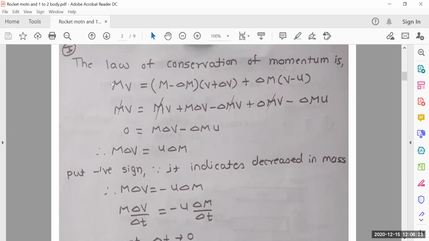So before delta t, what was the momentum? Mass was capital M, v was the velocity. Okay, this is the momentum before delta t, and this is momentum after delta t. So this is the momentum before delta t. That means at time t, what is the momentum? Mass into velocity. Okay, and now after delta t, what is the momentum?